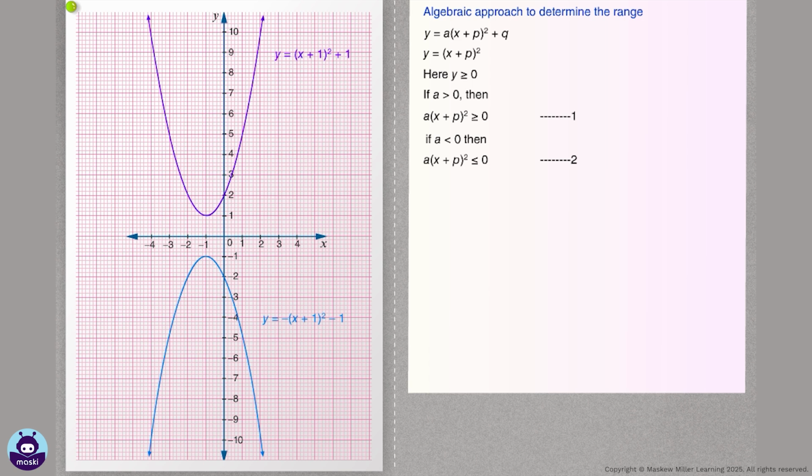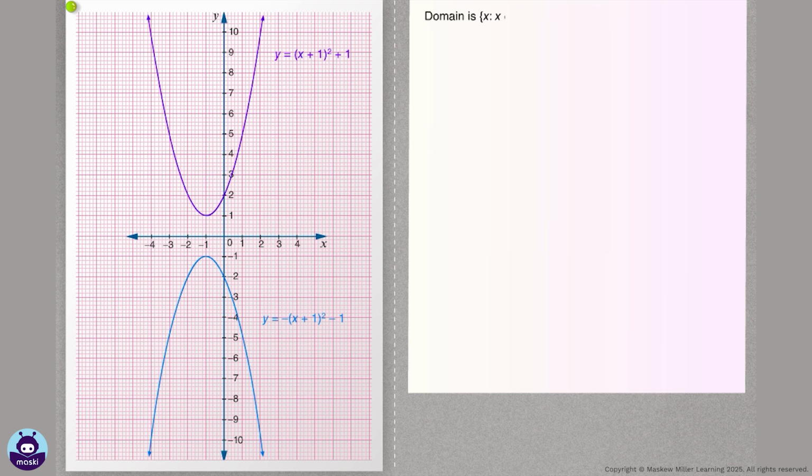Adding q to both the sides of equation 1, we can state that the range of the function is the set of real numbers greater than or equal to q, written as: Similarly, when a less than 0, we can determine the range by adding q to both the sides of equation 2. Range in this case is: We can summarize the results for the domain and range of the parabolic function.